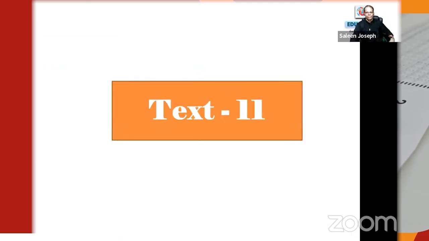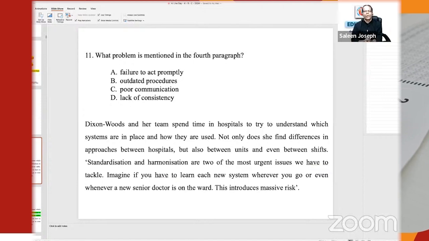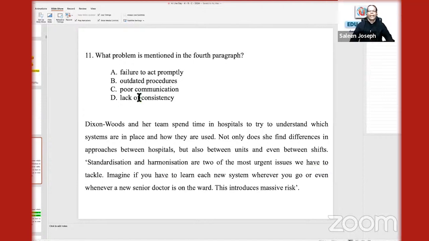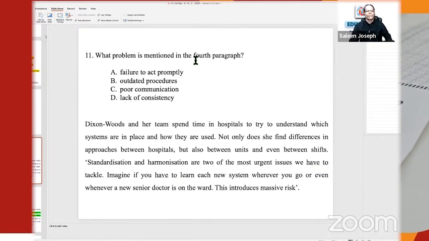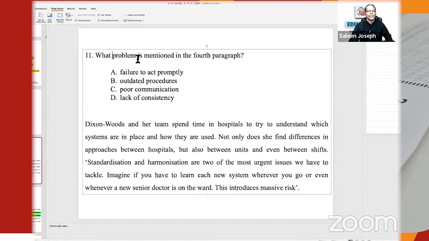Okay, text 11. Shall we go to question number 11? What problem is mentioned in the fourth paragraph? Again, you have to number the paragraph so that you immediately swoop into that particular paragraph and don't get confused. What problem is mentioned? A problem is mentioned, right? You have to look for a problem.